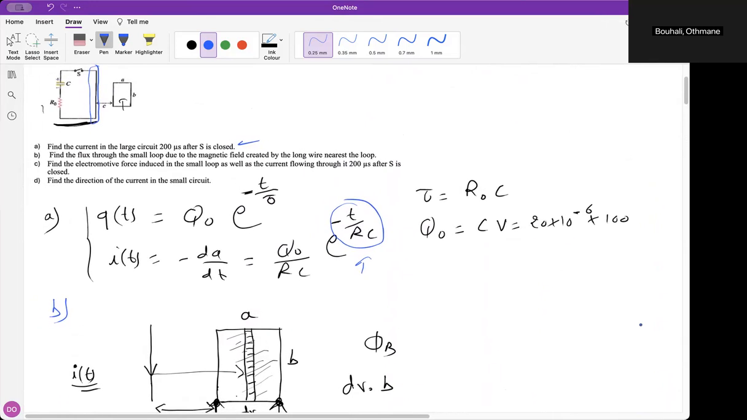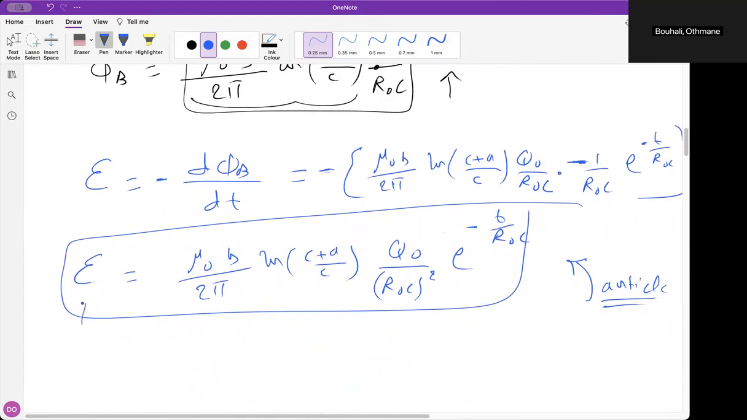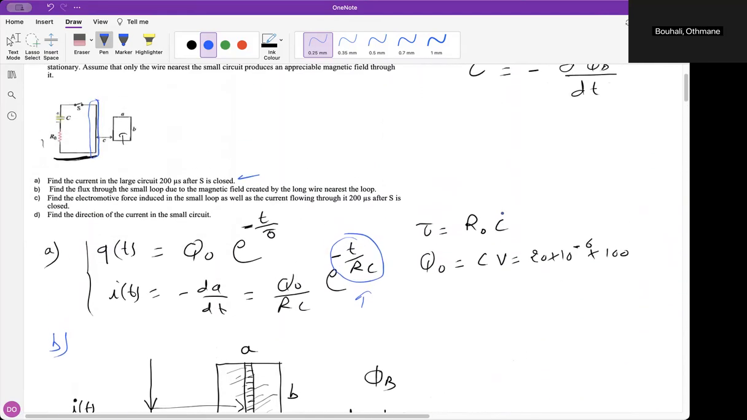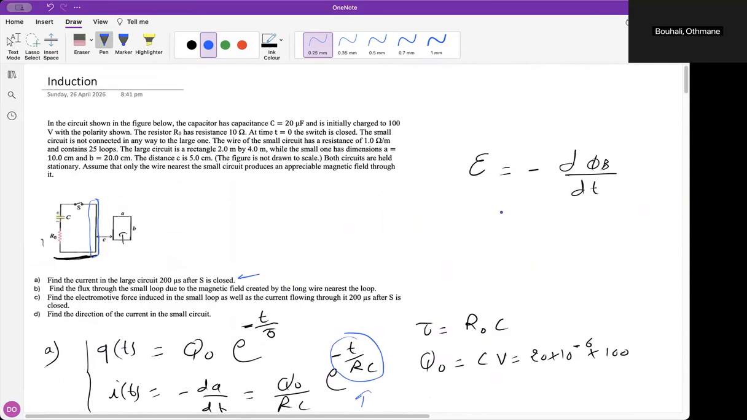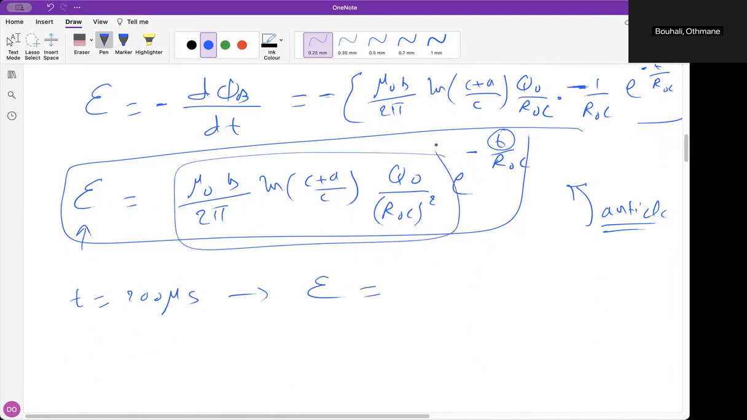Now question C: find the electromotive force induced in the small loop as well as the current flowing through it 200 microseconds after the switch is closed. All you have to do is calculate this. You have the time, so you can calculate everything, and you can also calculate the current. Now, how do you calculate the current? You have the resistance. So at t equals 200 microseconds, we can calculate the EMF. I did not do the calculation, but you have everything.